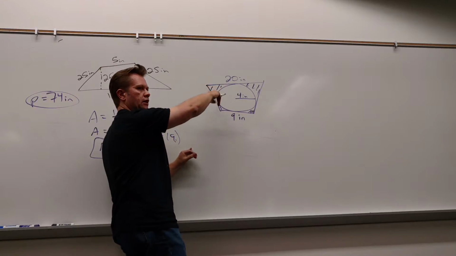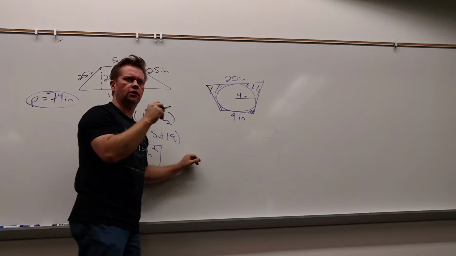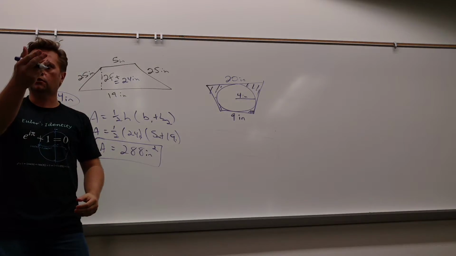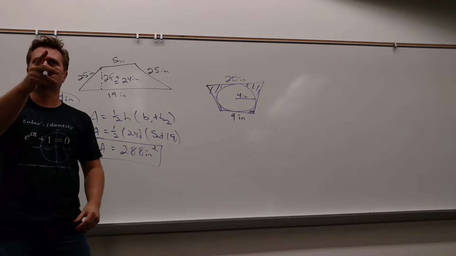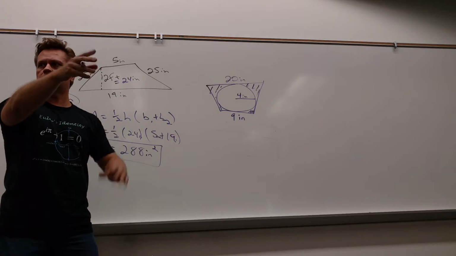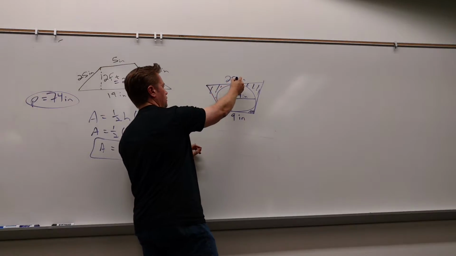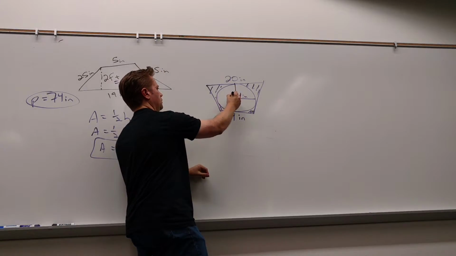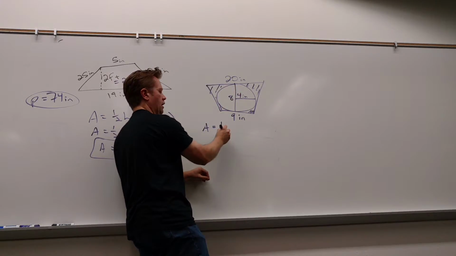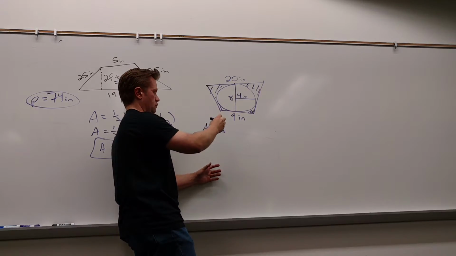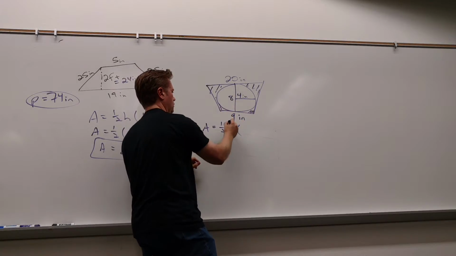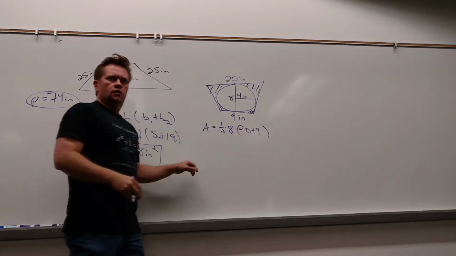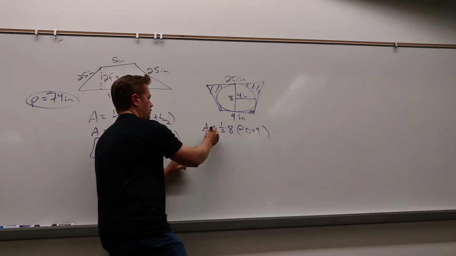So what's the area of that trapezoid? Well, what do you need to know about the trapezoid that they don't give to you directly? The height, but they kind of do. How tall is this trapezoid? 8 inches. Why is it 8 inches? Because it's equal to the diameter. Cool. So the area of the trapezoid, 1/2, 8, 20 plus 9. Cool. So that's the area of the trapezoid.